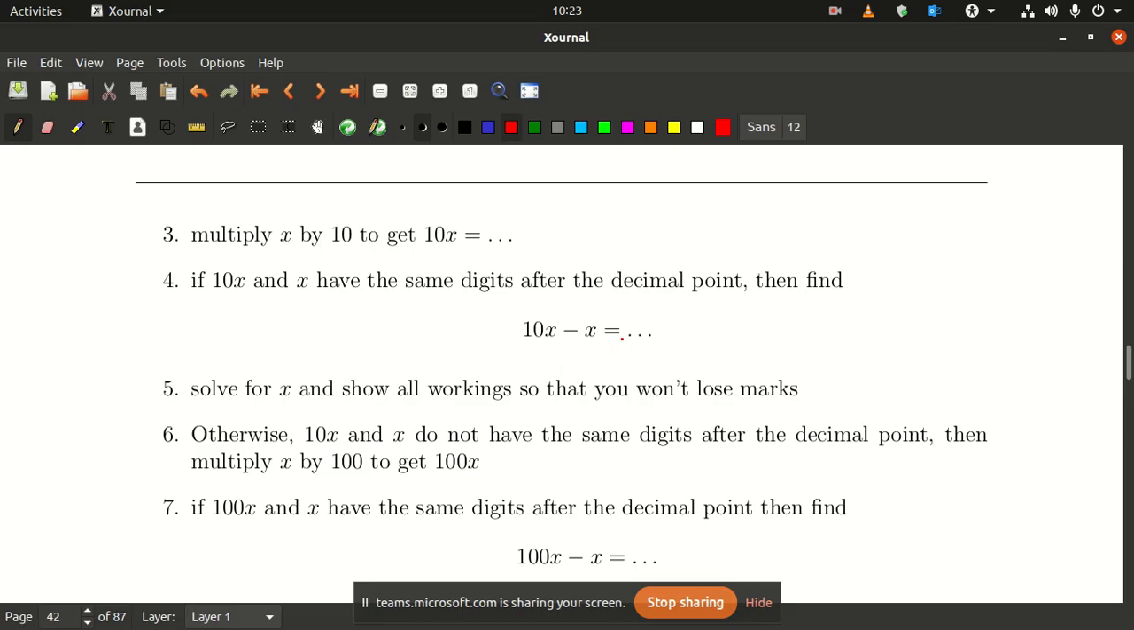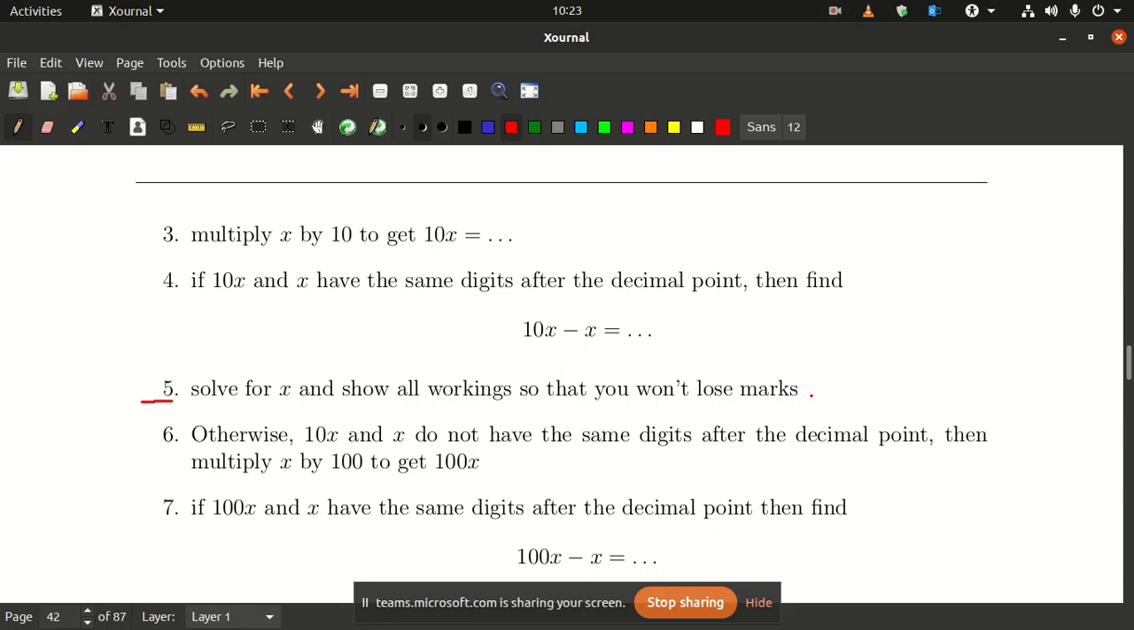Wow, this is interesting. Write it down. Then the last step, which is going to be 5: solve for x and show all your workings so that you won't lose marks.